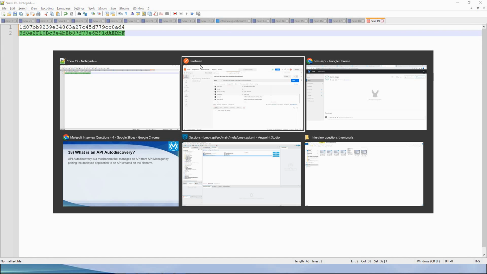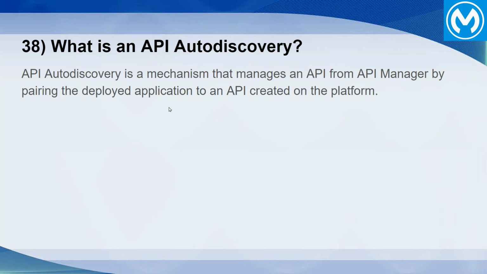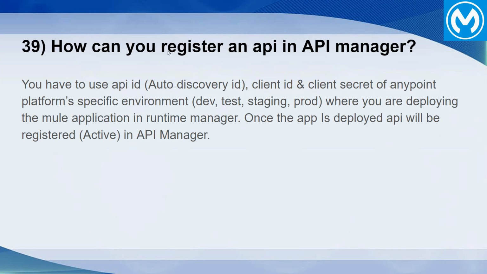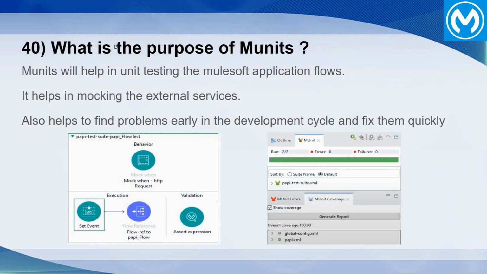So I hope you understood this API auto discovery process, and also how you can register an API in API manager. This also we have seen. I hope you have understood both the things. Let's go ahead with the final question for the session: what is the purpose of MUnits?